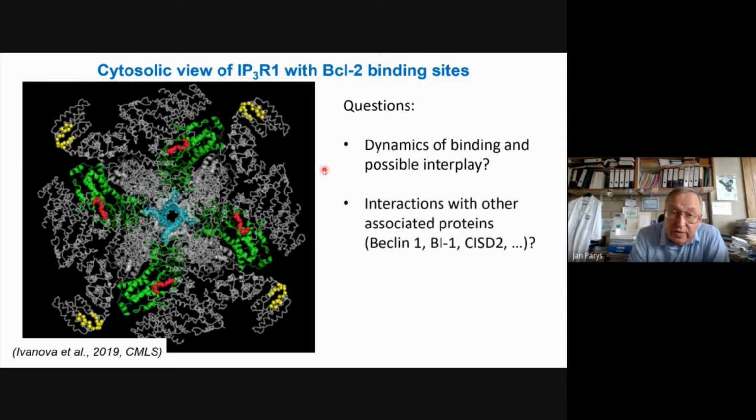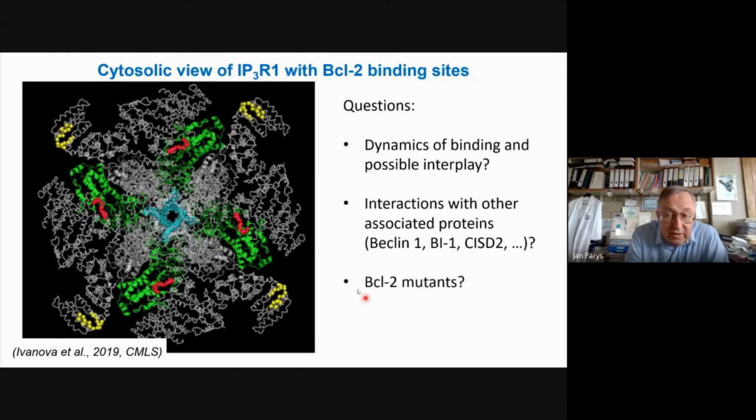Another important question is, what about the other proteins which are associated with the IP3 receptor, and of which some of them, like BECLIN1, BI1, CISD2, we know are binding or can bind to BCL2. To which BCL2 are those proteins binding, and when are they binding?